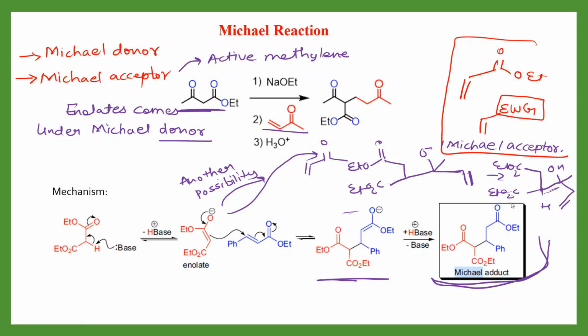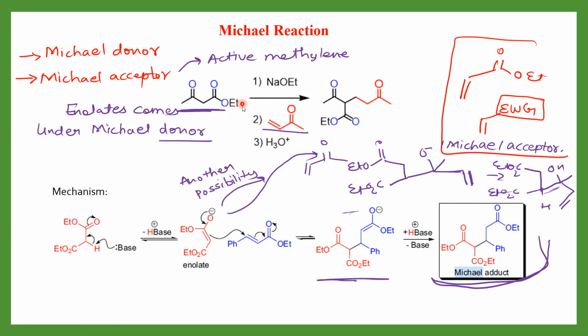Let's revise this reaction again. The Michael reaction has two components. One is your Michael donor, another is your Michael acceptor. The Michael acceptor has an alpha beta unsaturated aldehyde, ketone, or any olefin group that should be in conjugation with an electron withdrawing group. That will behave as your Michael acceptor. And this active methylene, wait, let me use the pointer here.